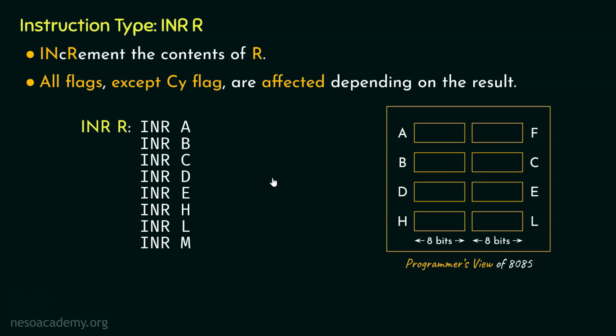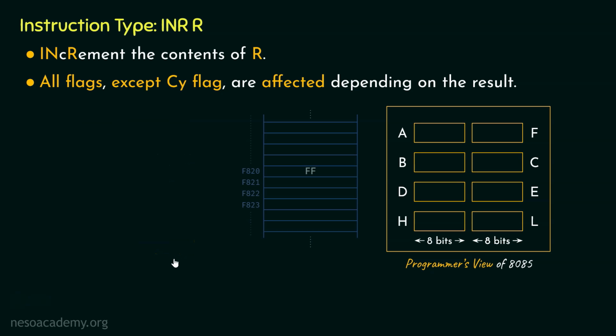Now let me tell you the reason behind that, and in order to explain that to you, I'll take an example and we are going to execute the instruction INR M. Now say within the memory location F820, we have got the value FF, that is all ones in 8 bits. Now in order to access this memory location, we already know we will have to load this address inside the HL register pair. Now once this is done, then the microprocessor will know that the memory location F820 is being pointed. Now we can go ahead and execute INR M instruction.